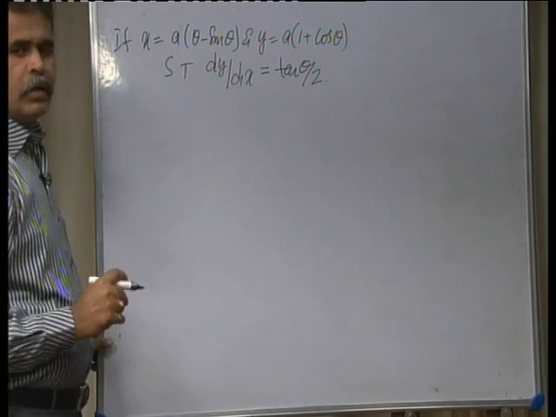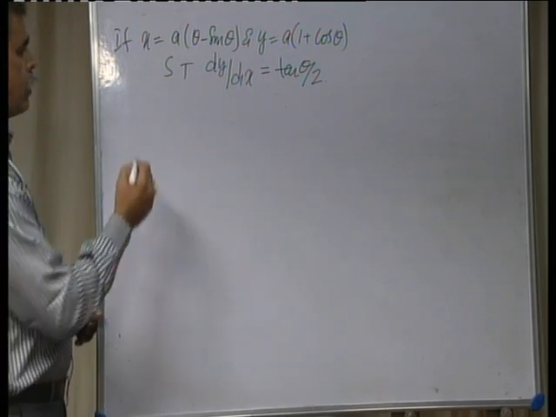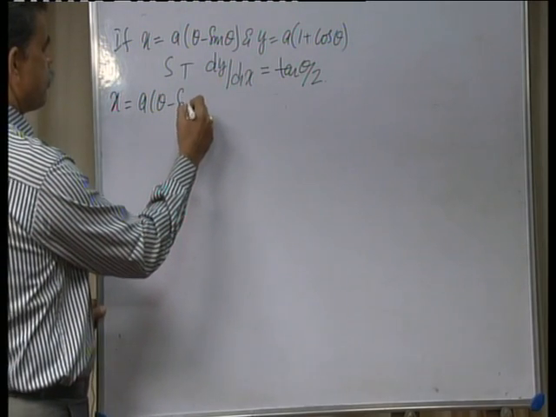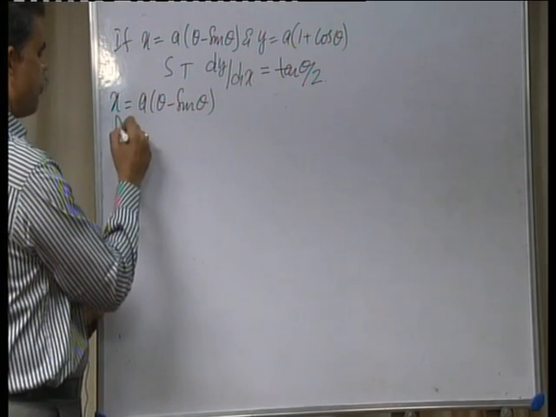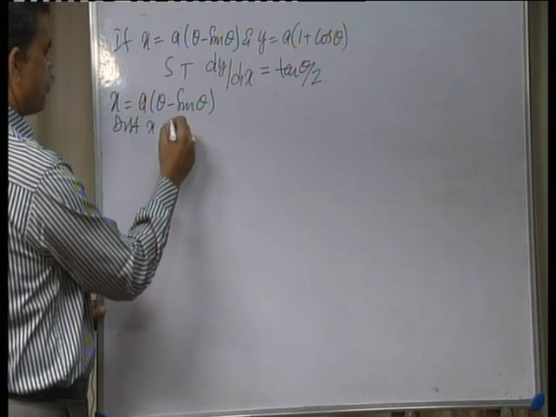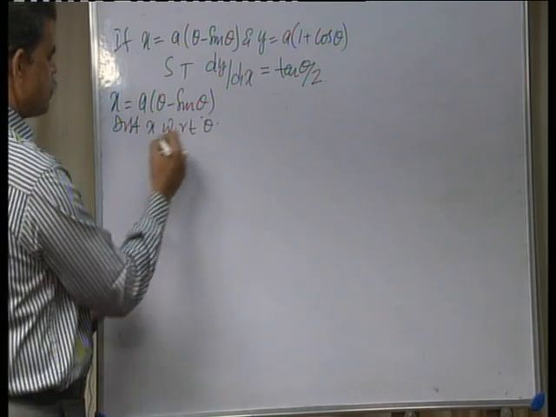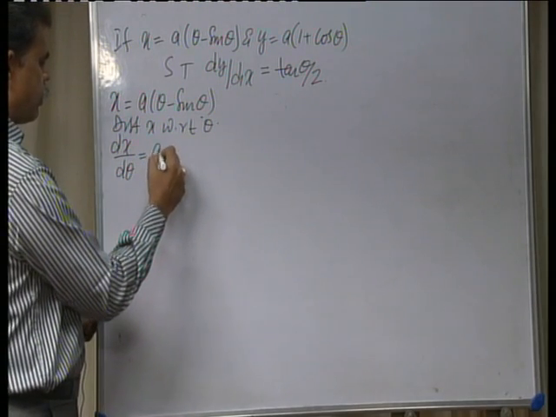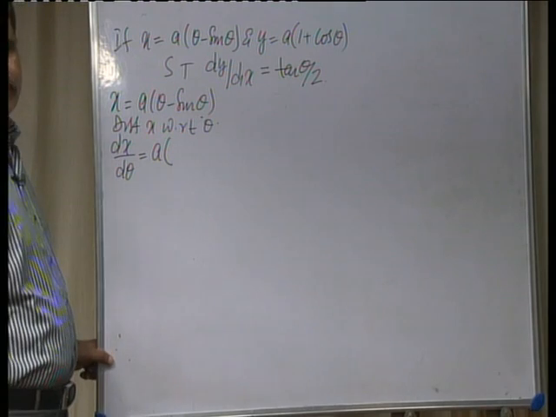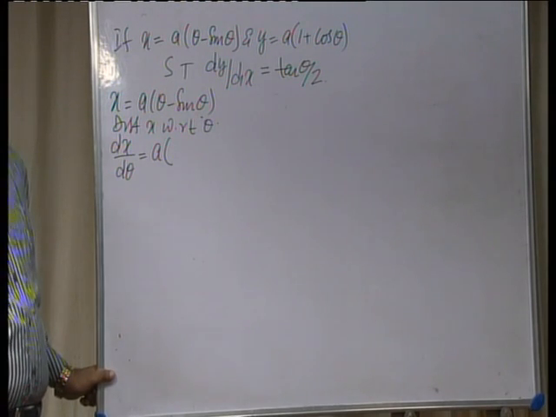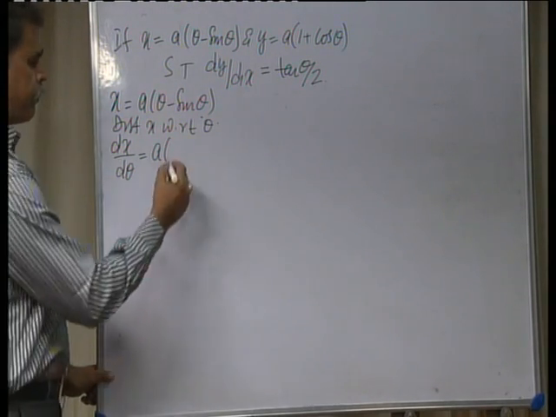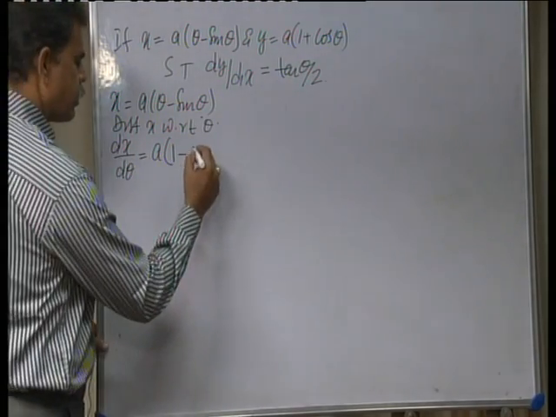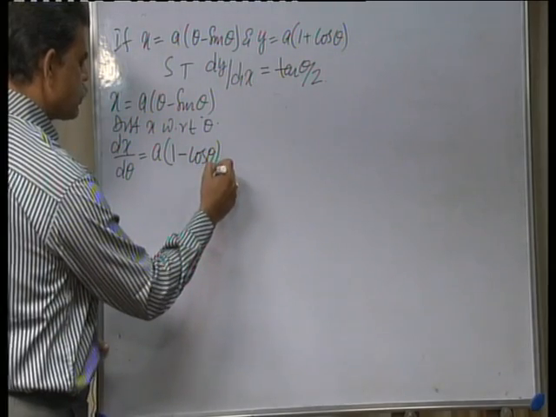You do the parametric differentiation. You take x is equal to a into (theta minus sin theta), right. Differentiate x with respect to theta. Hence, we get dx divided by d theta, that is a into the differentiation of theta, which is 1, minus the differentiation of sin theta. Differentiation of sin theta is what? It is cos theta.